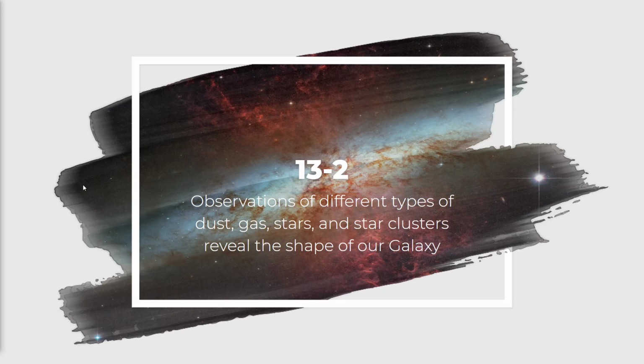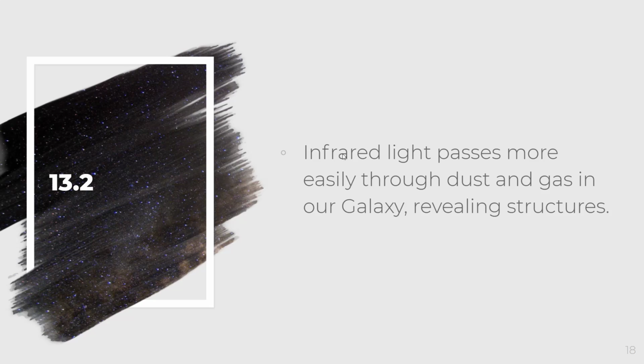Well, if we look at the dust, we look at the gas, and we look at the characteristics of our actual disk, that helps us determine the shape. One of the things that we've been carrying with us since probably chapter 2 is the fact that light travels a little differently than maybe we thought of originally. Specifically, different wavelengths of light can do different things. In this case, infrared light passes more easily through dust and gas than the higher energy forms of light.